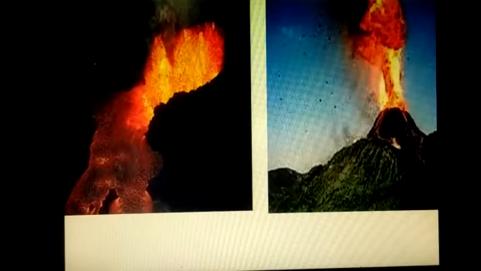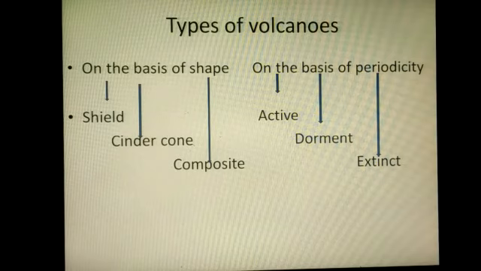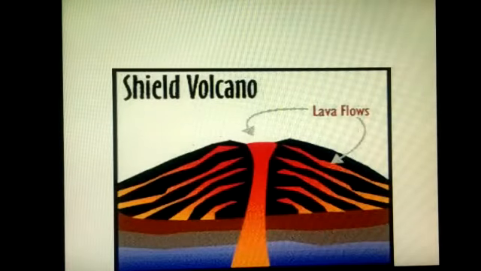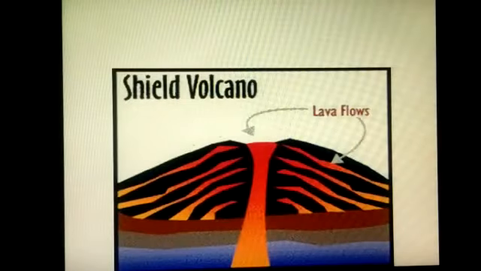Now, let's see the types of volcanoes. Volcanoes are classified on the basis of two things. On the basis of shape, we have shield volcano, cinder cone volcano, and composite volcano. On the basis of periodicity, we have active volcano, dormant volcano and extinct volcano.